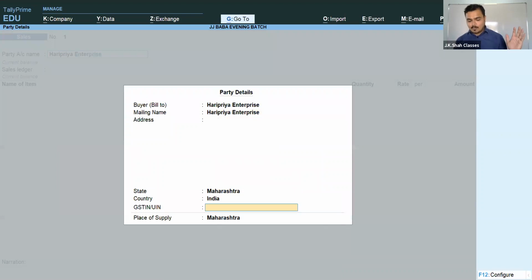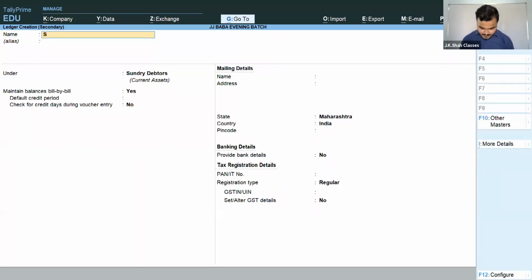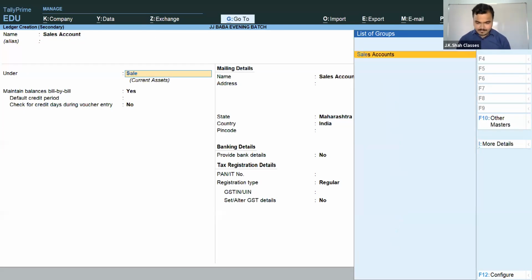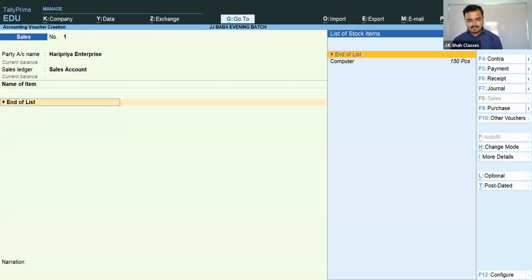See these people, I have not provided the details, anything. Sales account is required to be created. So we'll create the sales account under sales only. Yes, sir. Goods created.